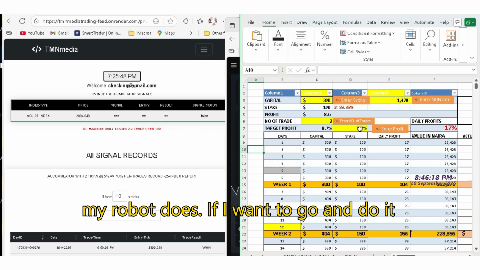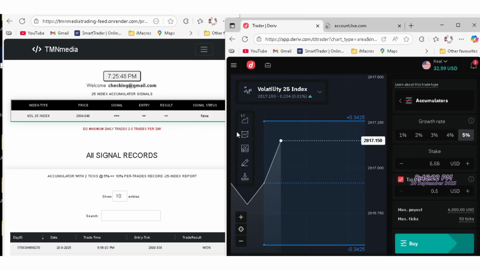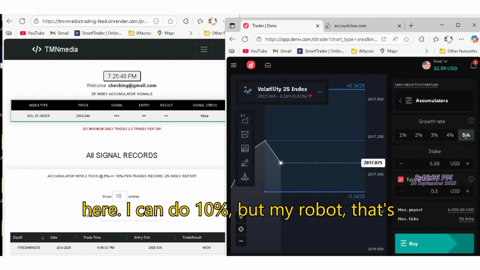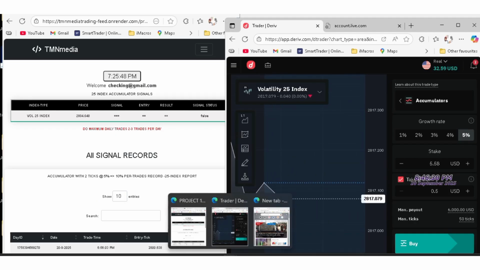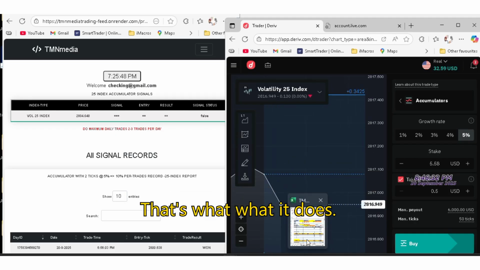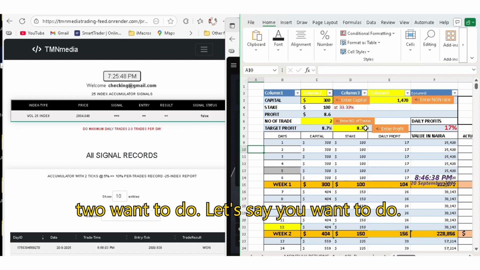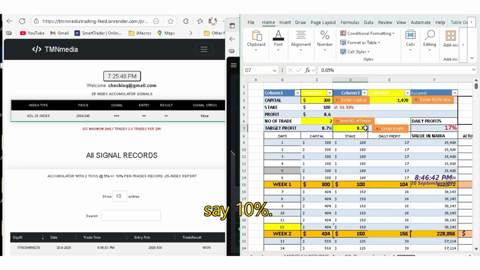If I want to go and do it on Deriv, like you see me do here, I can do 10%. Here, I can do 10%. But my robot, that's what it does because it's a robot. So let's now stick to the robot and say, this is what the robot is doing. This is what you two want to do. Let's say you want to do, in fact, let's even use your own self and say 10%.